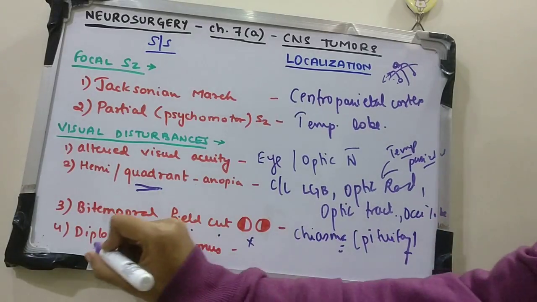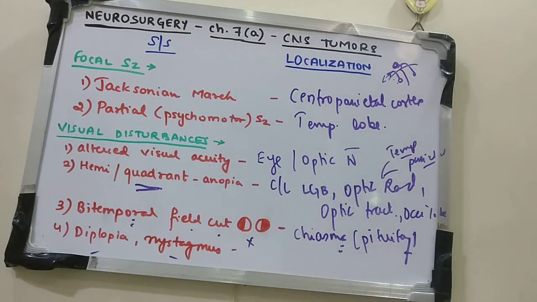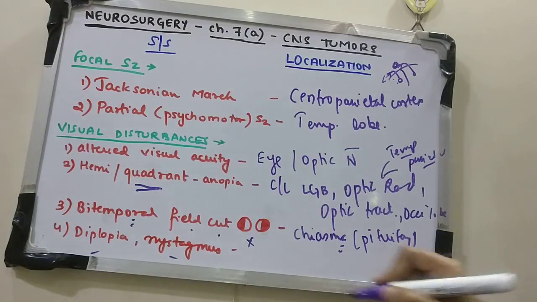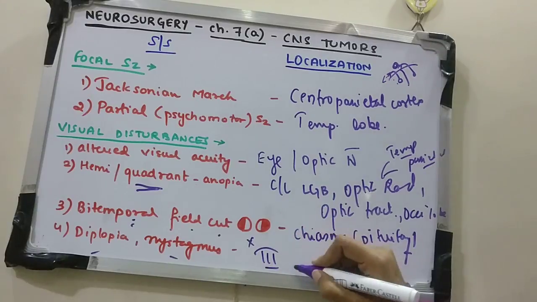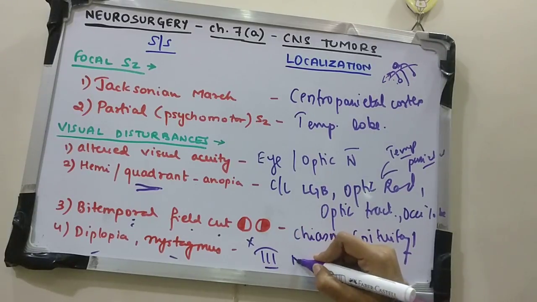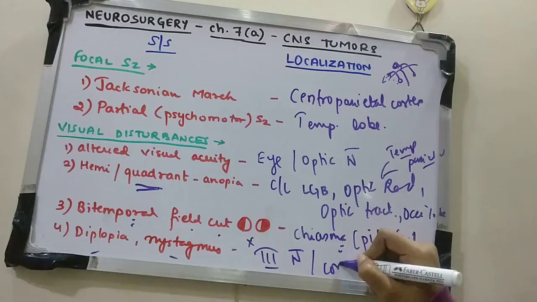Now coming to diplopia and nystagmus. So it's primarily nothing to do with vision now. It is diplopia, nystagmus. It is something with the extraocular muscles. What is mostly supplying it? The third cranial nerve. So it is something related to your oculomotor nerve or its connections.